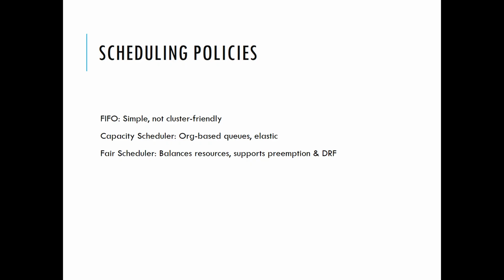The capacity scheduler organizes resources into hierarchical queues owned by different organizations. These queues are elastic and can borrow idle resources from others. The fair scheduler aims to balance resources so that all applications get roughly an equal share over time. It supports preemption to enforce fairness and the dominant resource fairness, or DRF, algorithm for multi-resource environments.